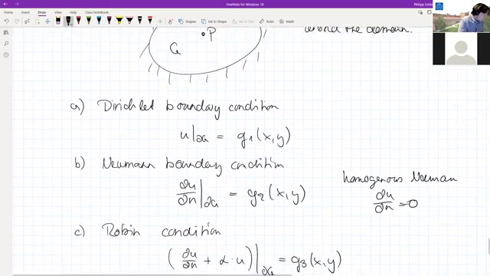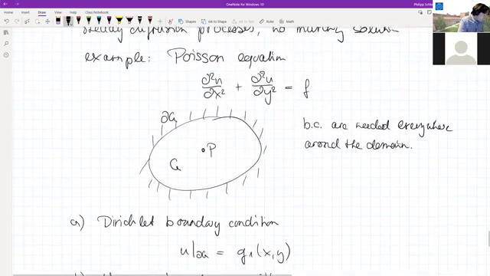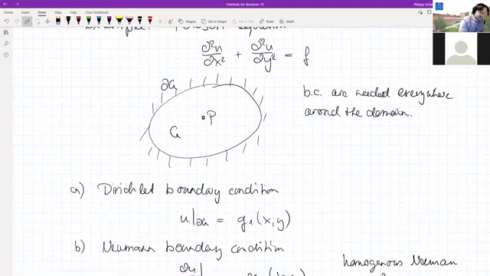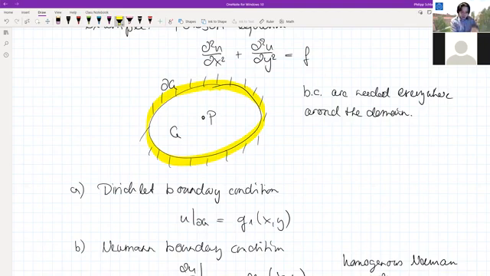Okay, and as I said, for elliptic problems to be well posed, and that's the reason why we introduced well-posedness in the beginning, you need to have the solution continuously dependent on the boundary conditions, and that means you need to have the boundary conditions at the right place. For these problems, it means we need boundary conditions everywhere along the whole surface.